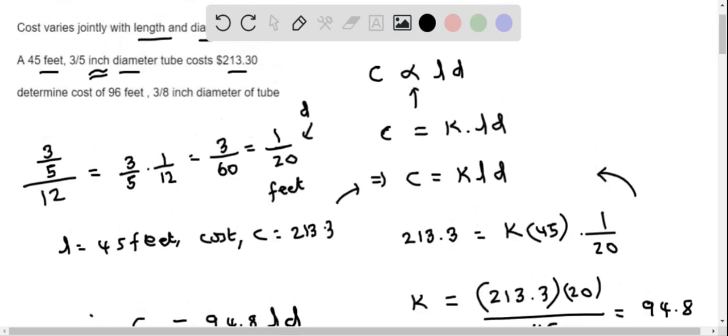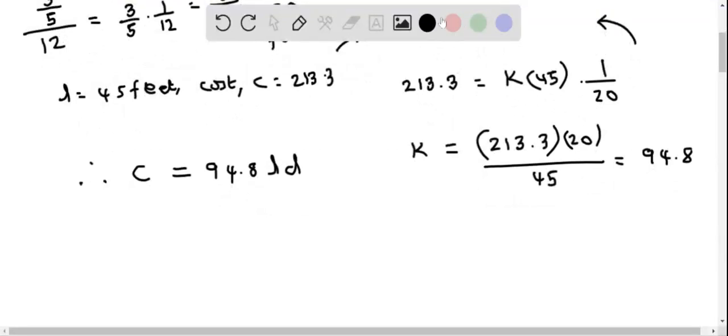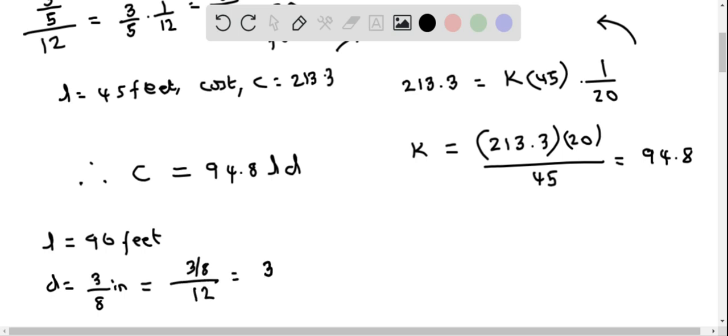Now we have to determine the cost when the length is 96 feet and the diameter is 3/8 inch. Once again, we have to convert this inches to feet. So let me copy that information. We are given the length equals 96 feet and diameter is given as 3/8 inch. So let's convert this to feet by dividing by 12, which means we multiply by 1 over 12. So I can write this as 3 over 8 times 12, which is 96. I keep this value of D as a fraction.